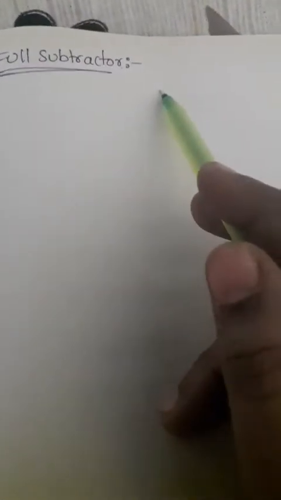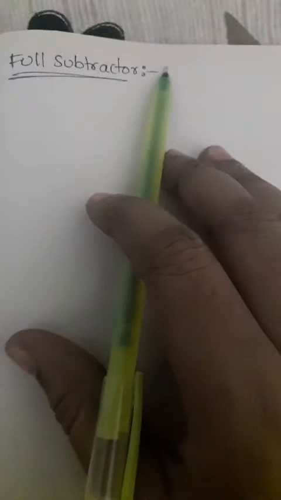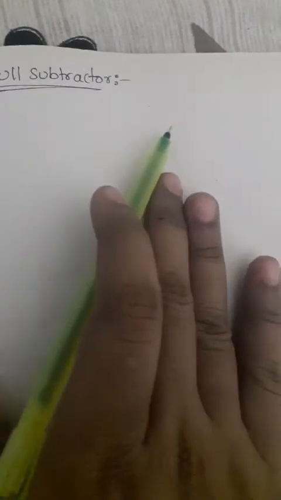Now in this class we are going to discuss the full subtractor. This full subtractor is another classification of the subtractor. As we know, subtractors are classified into two types: one is the half subtractor and another one is the full subtractor, right? This is almost equal to the full adder, but the full adder does the addition process, and here the full subtractor does the subtracting.